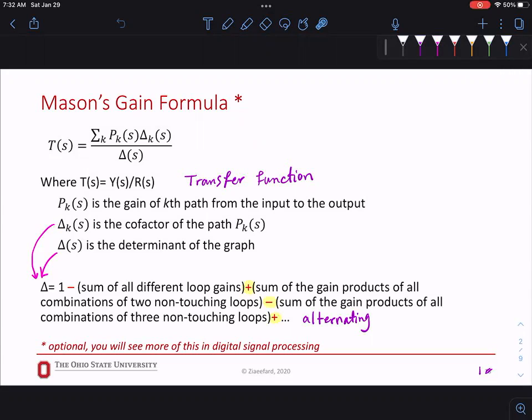Delta will be 1 minus sum of all the different loop gains. So 1 minus all the gains that exist, all the loops that we have, we will put their gains here. Then plus sum of the gain product of all the combinations of two non-touching loops. So we'll find two loops that are not touching, find all of them, and then we will sum their multiplication, the product of them. And then minus sum of gain products of all the three non-touching loops plus four non-touching loops. And if you can see, we are alternating the sign negative, positive, negative, positive. That's all.